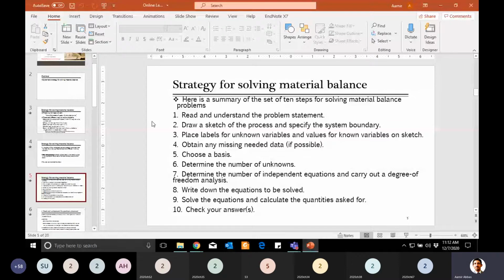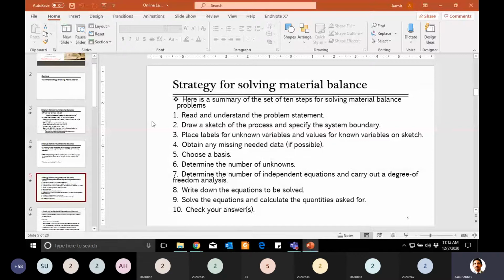Then you have to draw a sketch of the process and specify the system boundary. Why is it needed? Because when we are solving material balance, in the last lectures you studied that it involves something inlet to the system, outlet from the system, something which is generated during reaction inside the system, or something which is consumed during reaction. So we have to look at those things. Due to this, it is necessary to put some system boundary.